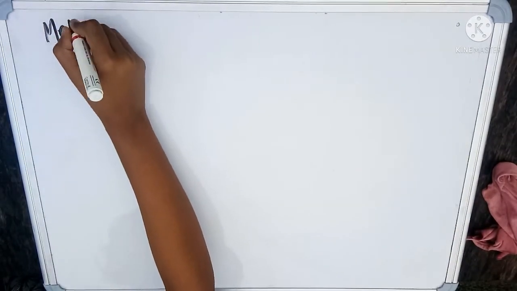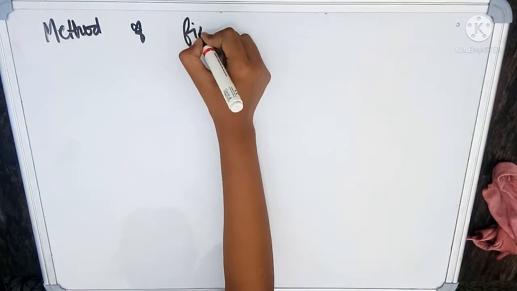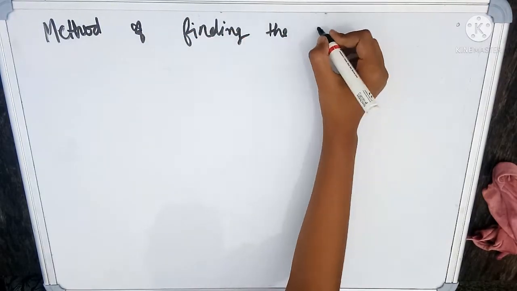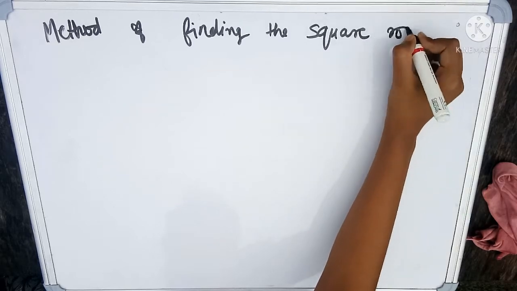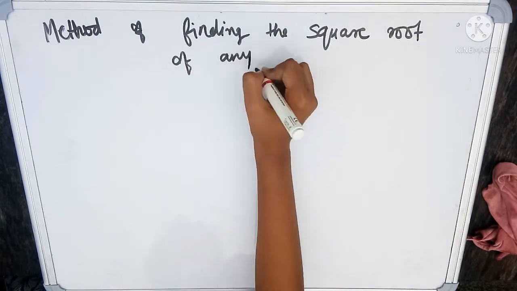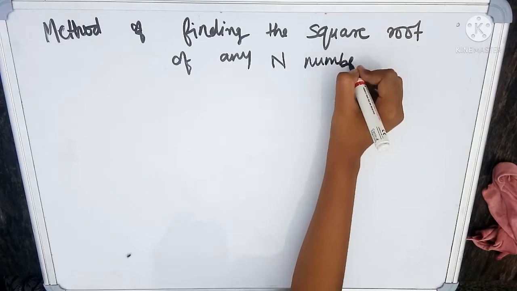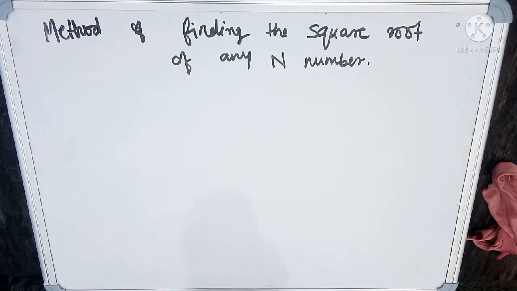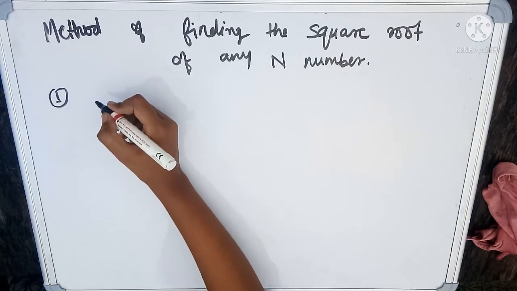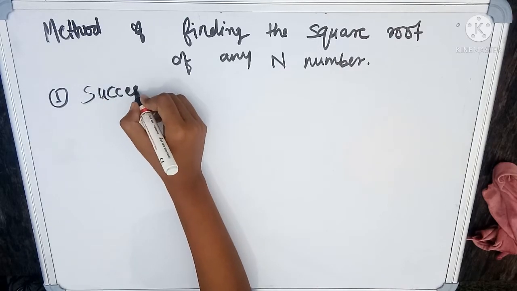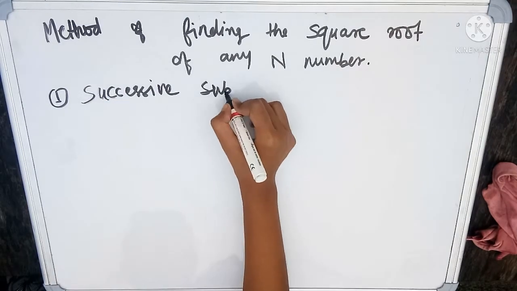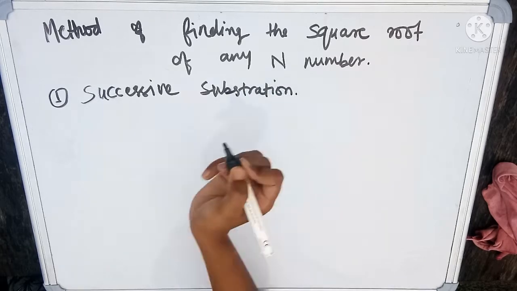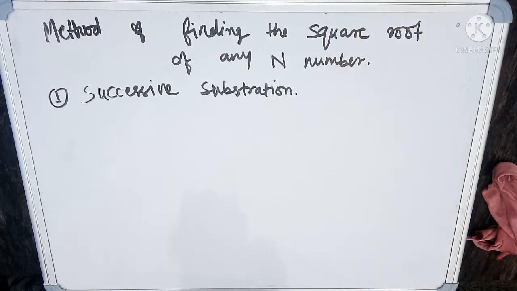Methods of finding the square root of any natural number. Here we will discuss the methods of finding the square root of natural numbers, and further we will learn about rational numbers and decimal numbers, and how we can find the square root there. So we have three methods to find the square root of any natural number. First is successive subtraction. Let us learn all the methods one by one from an example given in your book.